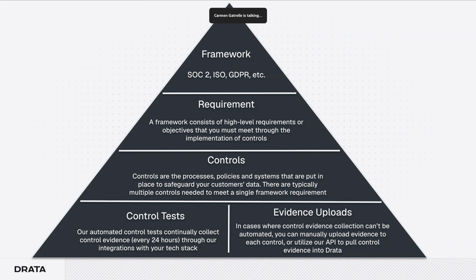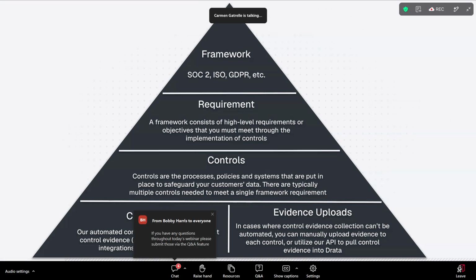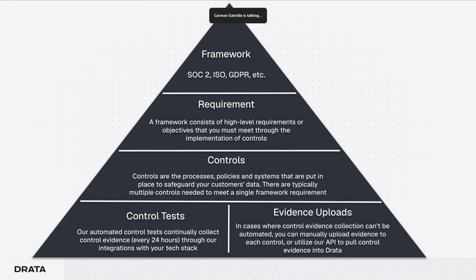The controls are the main work that you're completing in-app to increase your framework readiness. Controls help enforce the policies, processes, and systems that are put in place to safeguard your customers' data. There are typically multiple controls that roll up to meet the requirements of a given framework. Those requirements consist of the overarching objectives that you must meet to be compliant within that framework, and you achieve compliance with requirements through implementing those specific controls. So, by providing evidence to your controls through automated tests or manual uploads, you're working to satisfy the individual controls that roll up to meet the requirements of a given framework.